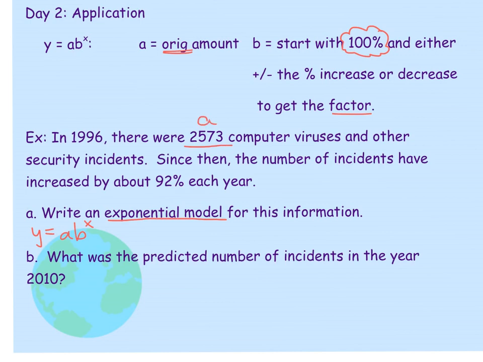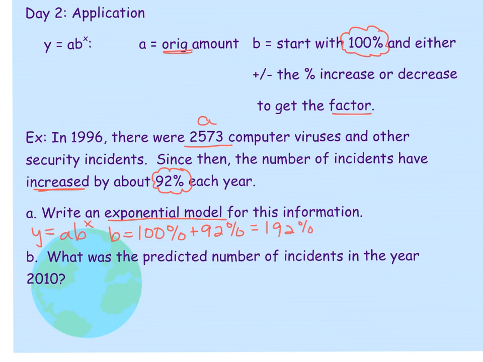To get our b value, it says that it's increasing, so b is going to represent a growth factor. To calculate b, remember we start with 100% no matter what. And we either add if it's an increase or we subtract if it's a decrease. Well, it's increasing, so we're going to add the percent increase of the change each year, 92%. 100% plus 92% is literally just 192%.